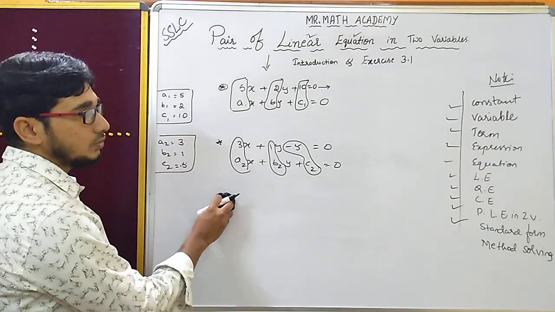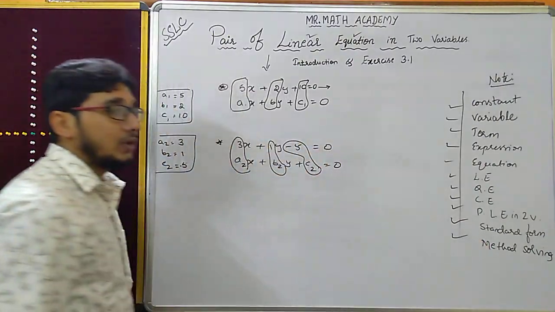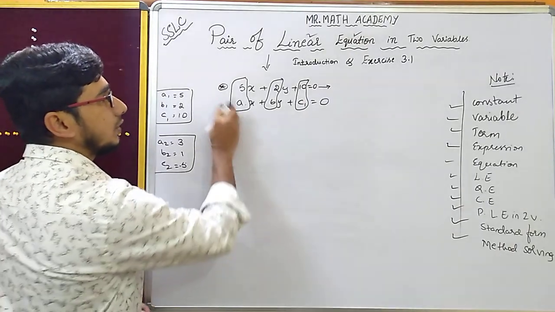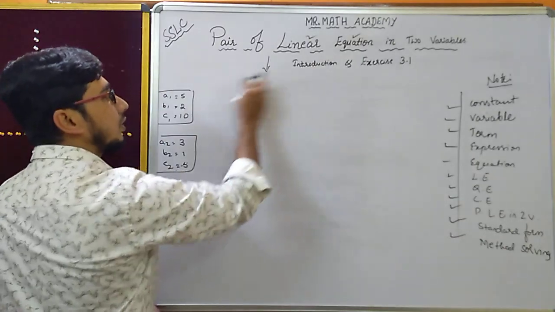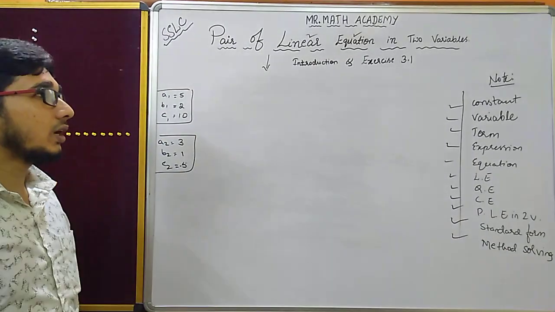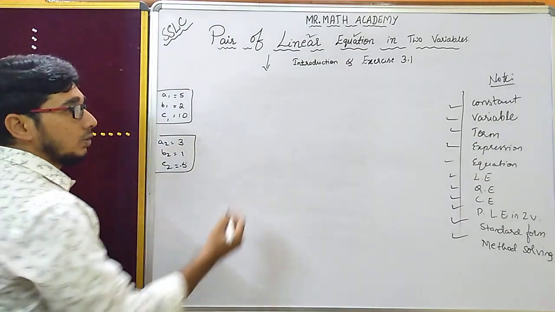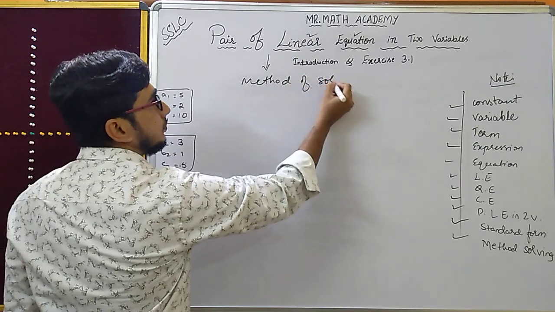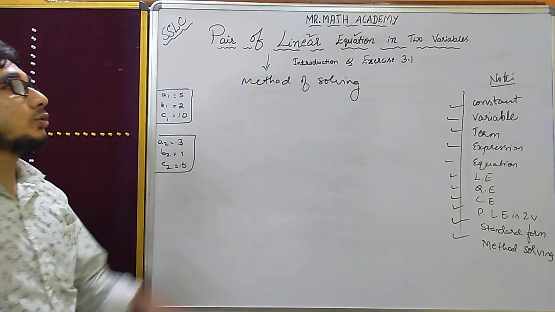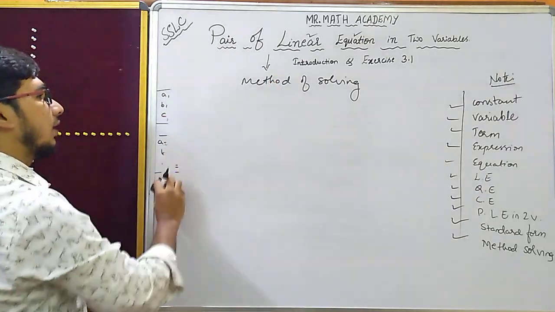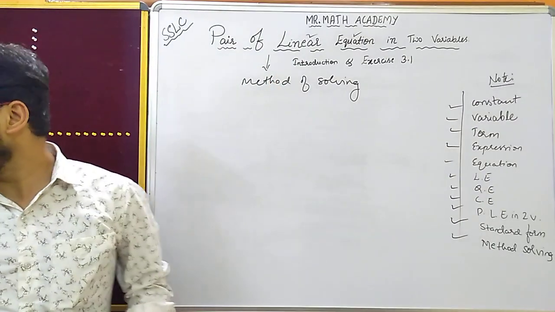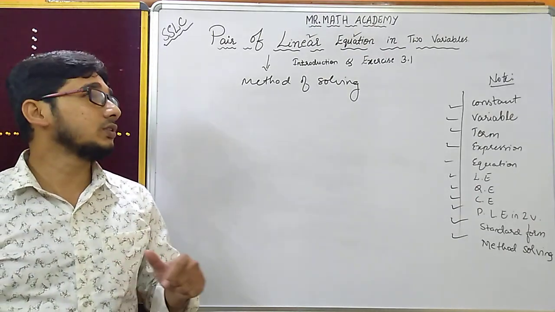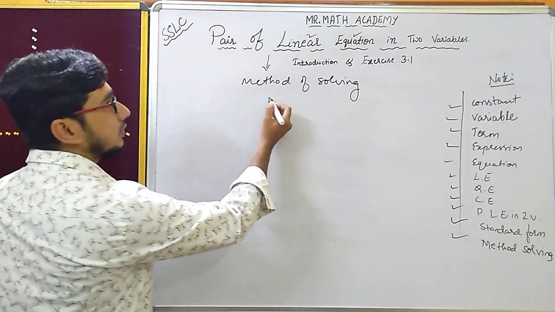Now let us go for the methods of solving a pair of linear equations. How to solve these linear equations, and how many methods are there? This is the most important concept. From here onwards the chapter actually begins. After that we'll go for exercise 3.1. In 10th standard we have totally 4 methods, but this year they have deleted one method from the SSLC textbook. So what are the methods to solve?